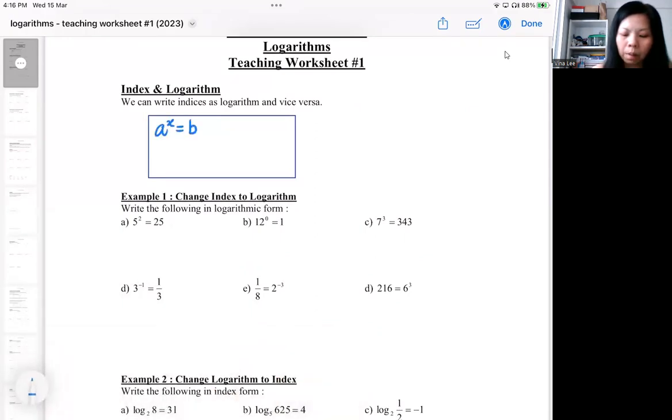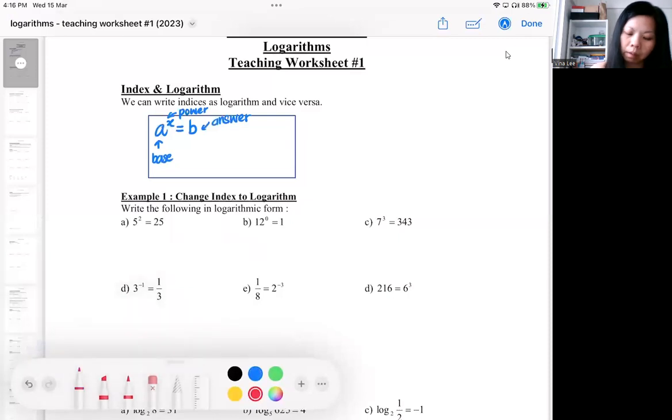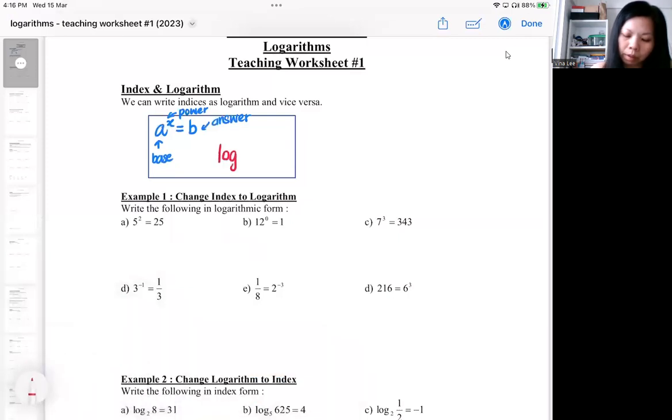what are the components in your indices? You actually got a base, you got a power, and then you eventually got an answer, or you can call that a value. So a base, a power, and an answer. There are three components in indices, and the three components will be arranged in this way.